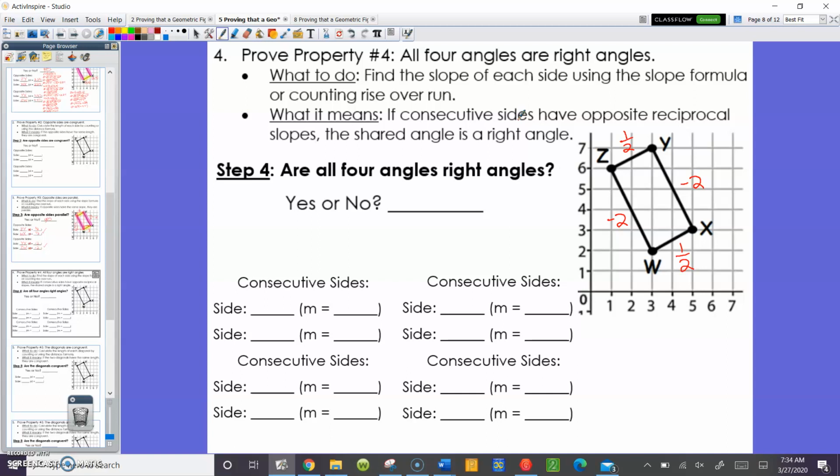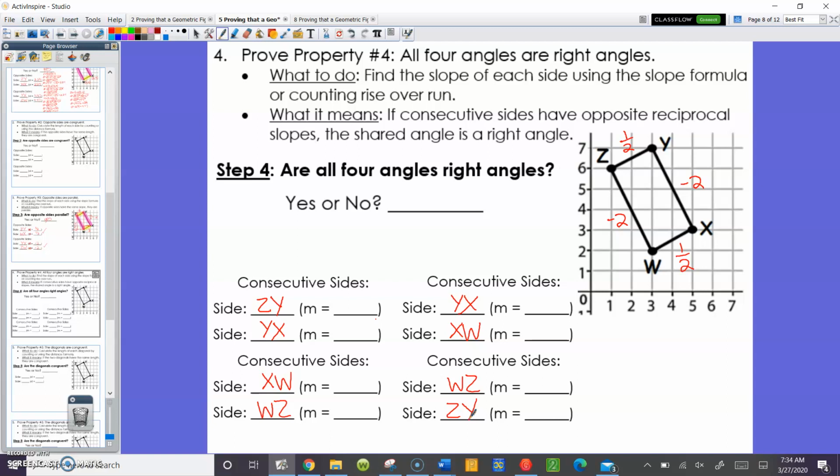So before we go any further, let's go ahead and identify our consecutive sides. Consecutive means right beside each other. So sides ZY and YX are consecutive, YX and XW, XW and WZ, and WZ and ZY. So we have identified our consecutive sides.